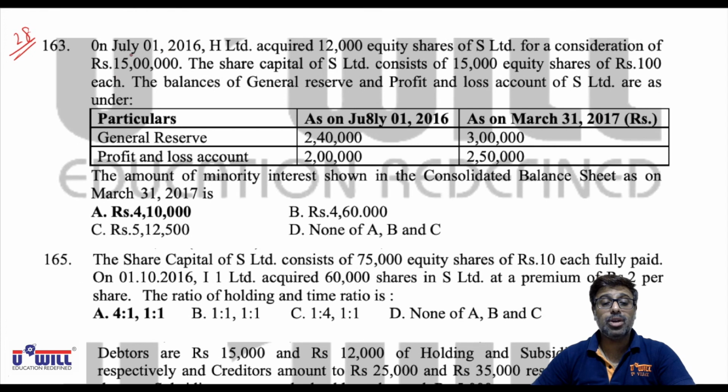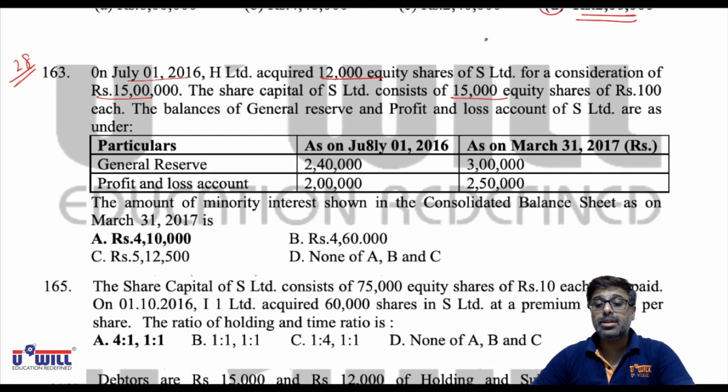On July 1, 2016, H Limited acquired 12,000 equity shares of S Limited for a consideration of rupees 15 lakhs. Share capital of S Limited consists of 15,000 equity shares of 100 each. So out of 15,000, 12,000 are with holding, means 3,000 are with minority shareholders. 4 is to 1. 12 divided by 3 is 4, 3 divided by 3 is 1. 4 by 5 and 1 by 5 is the ratio of degree of control.